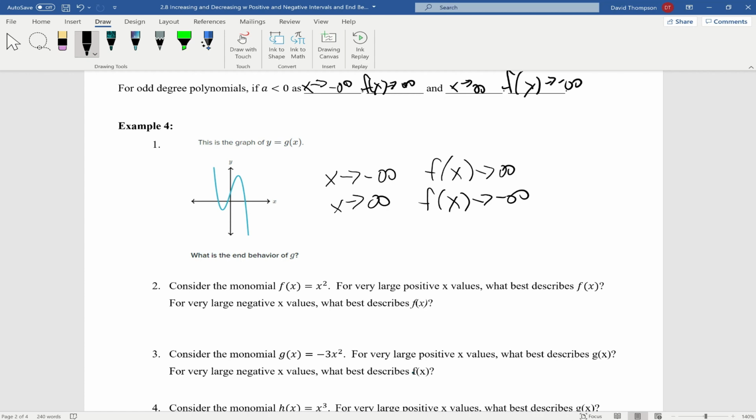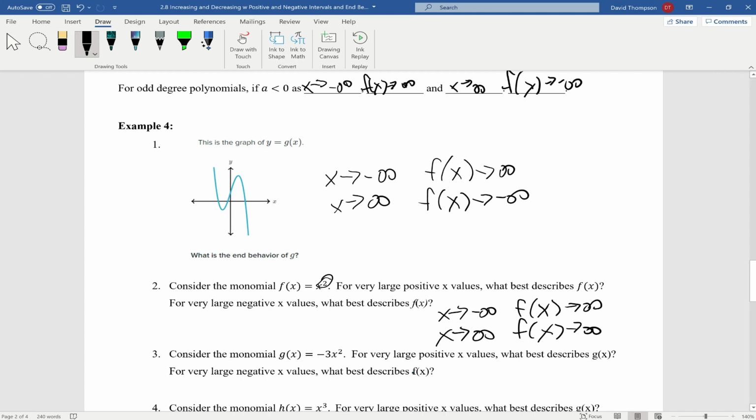Part 2, consider the monomial f of x equals x squared, and it says for very large positive numbers and for very large negative numbers, what best describes f of x. We're just wanting the end behavior. So we're going to say x approaches negative infinity. We know this is an even degree, so f of x approaches positive infinity. So as x approaches positive infinity, f of x approaches positive infinity, and we're done.